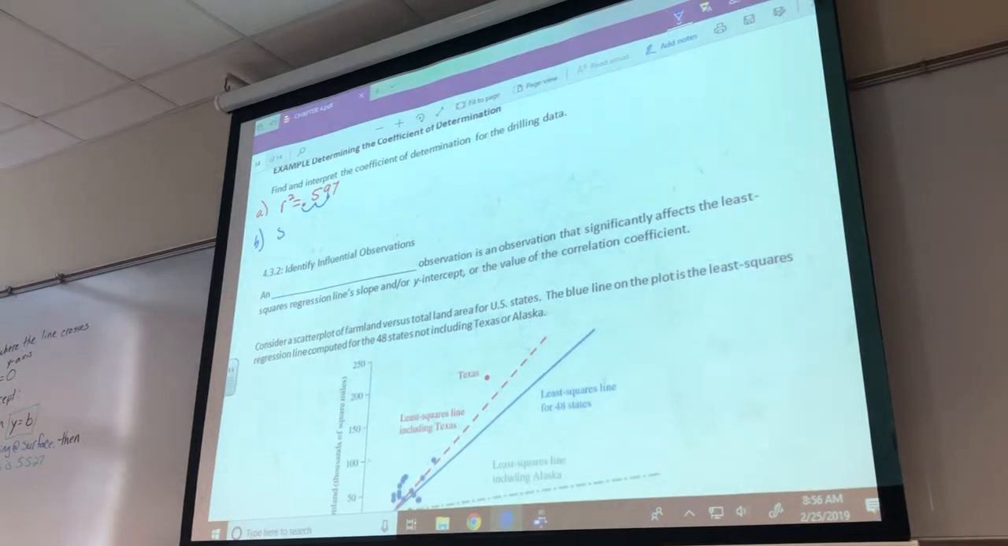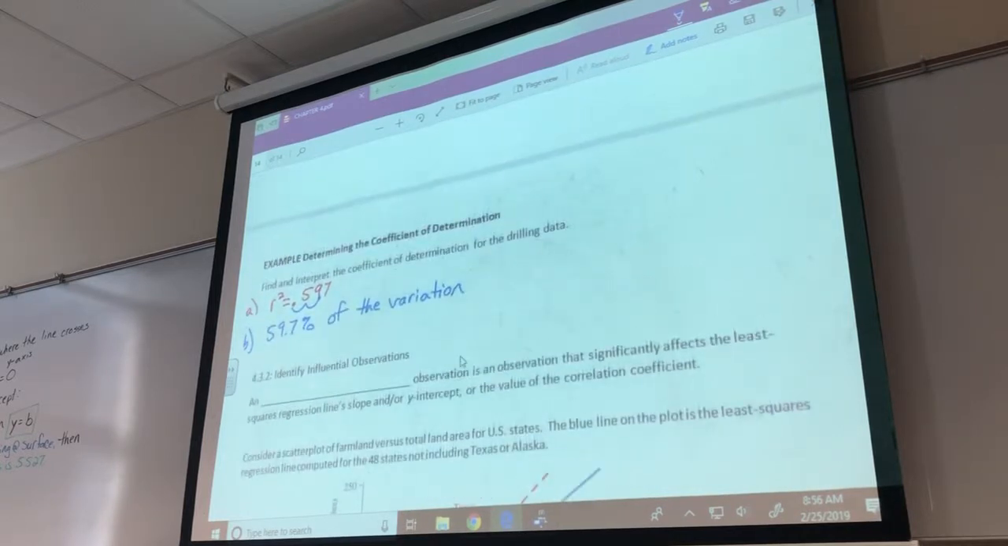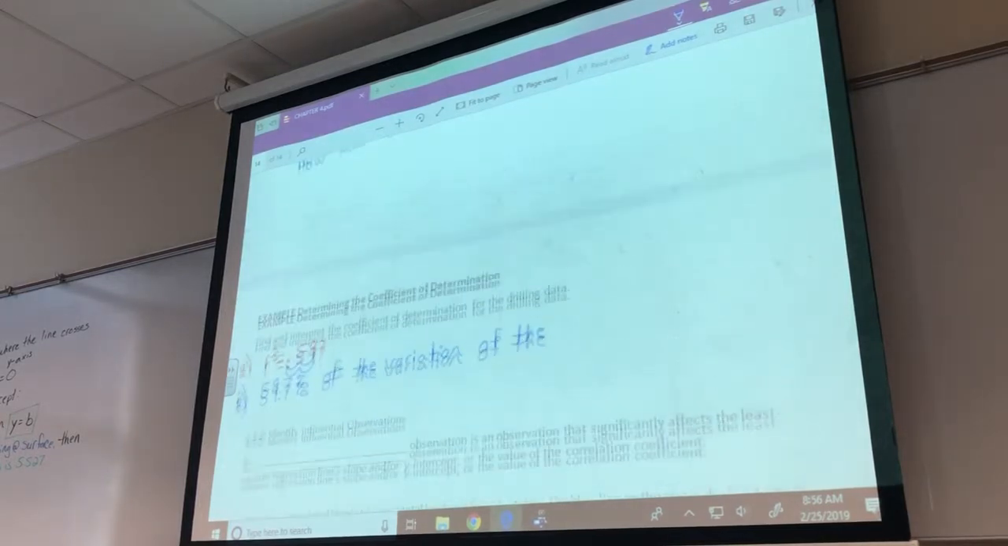So we'll say 59.7% of the variation. Oh, and they do have you do this. It's going to be a drop-down menu. I forgot about this. Of the variation of the, and then it's always going to be the y value.